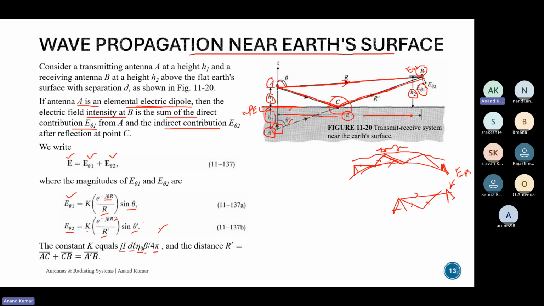All this is from the derivation of the elemental electric dipole, which we did in the initial classes. And the distance r dash can be calculated as the distance AC plus the distance CB. This final distance can also be written as equal to the distance between A dash and B.